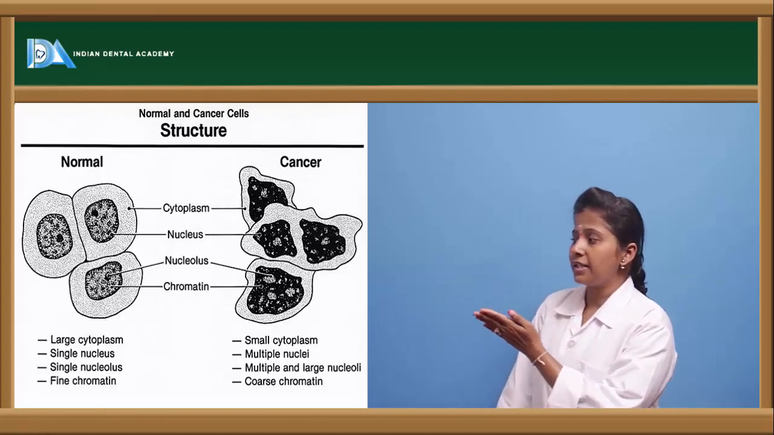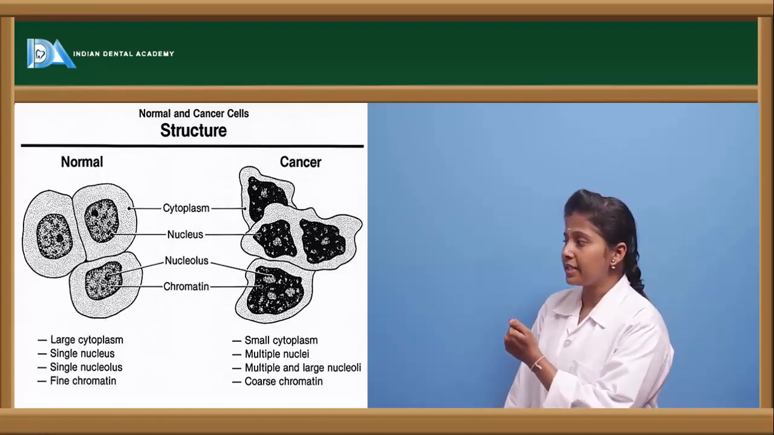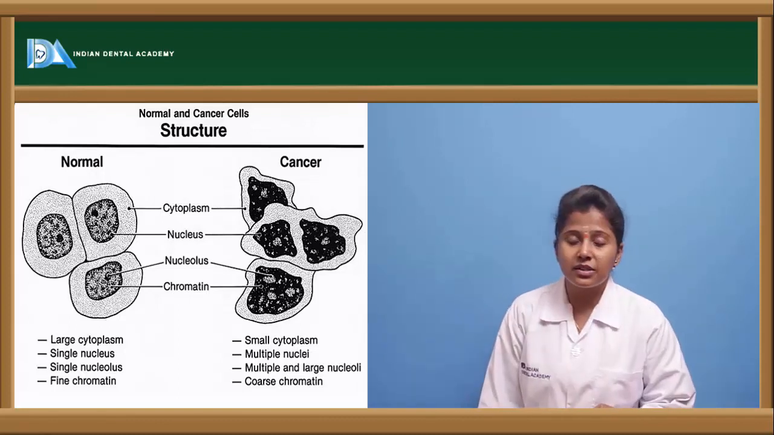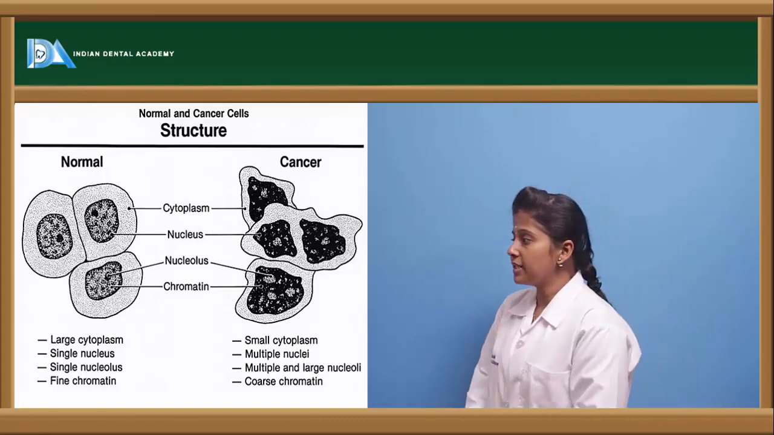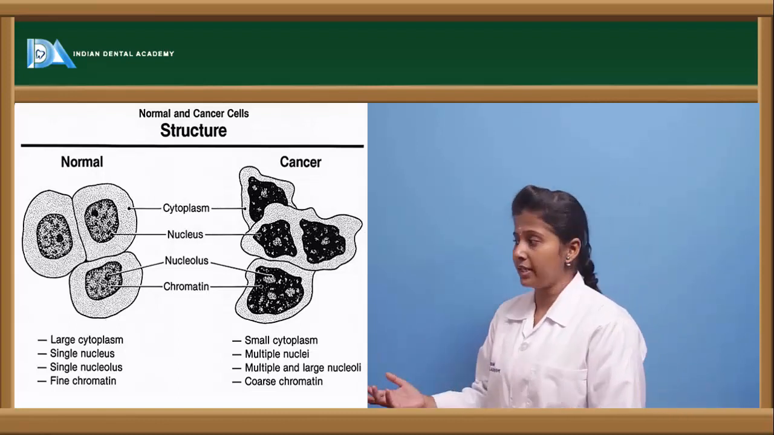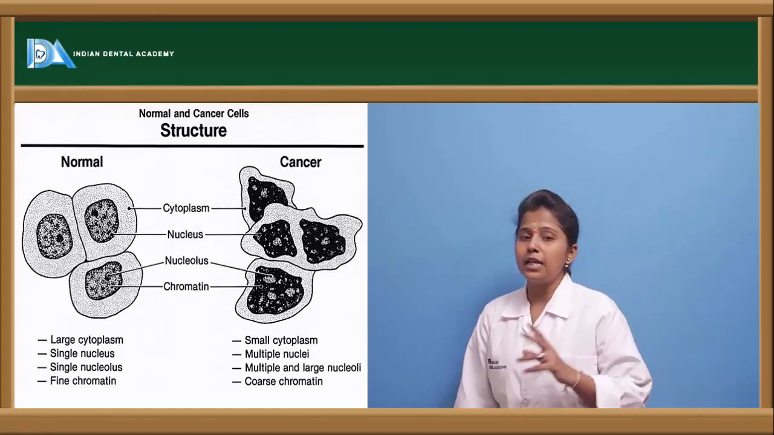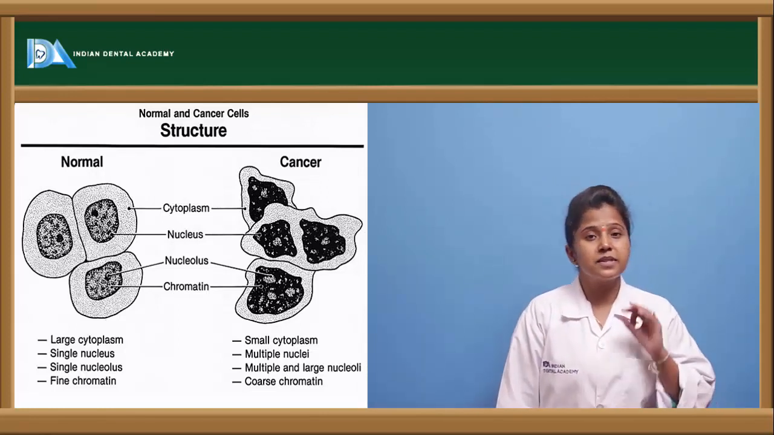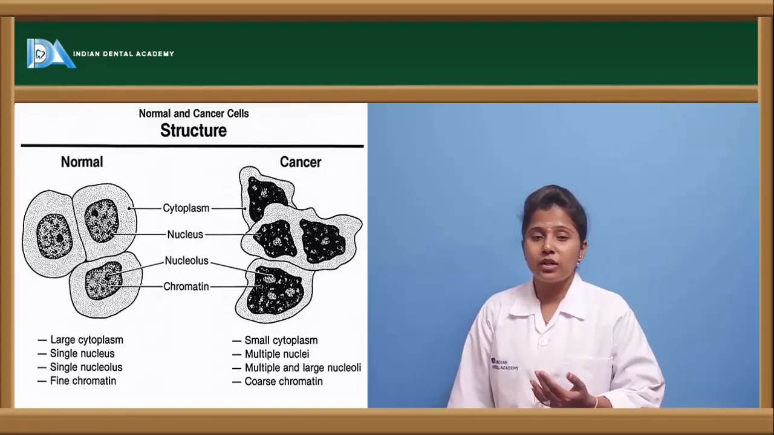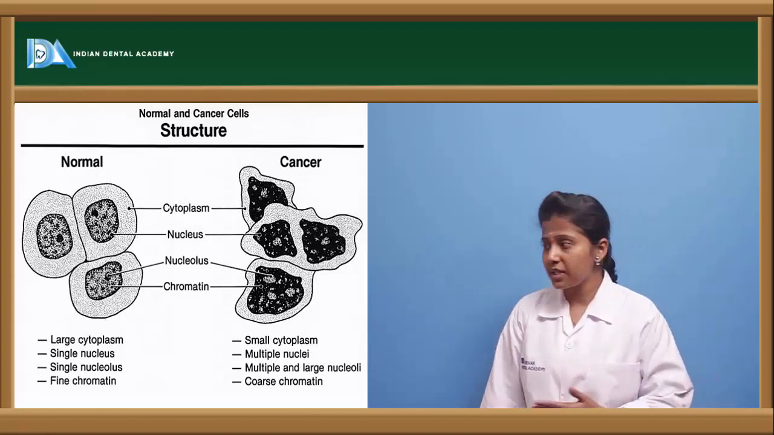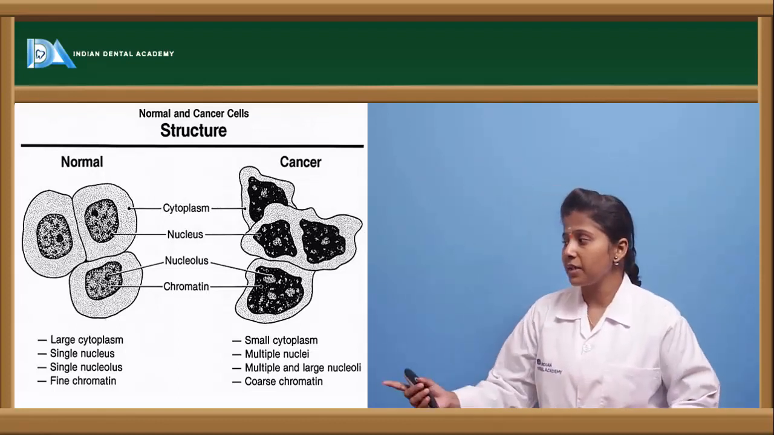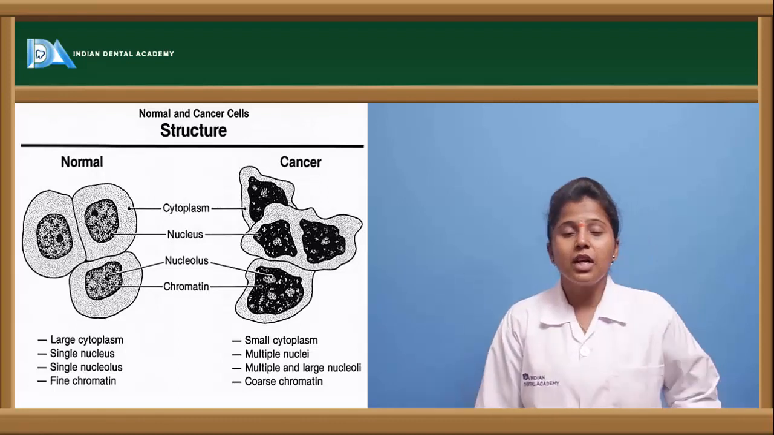Normal cells have large cytoplasm and cancer cells have very little cytoplasm. In normal cells there is only a single nucleus, but in the cancer cells we can see more nuclei. They are multinucleated cells. Even the nucleolus present in the nucleus is single in normal cells, but in the cancer cells multiple nucleoli are present. And if we see the chromatin fibers, normal cells have fine chromatin fibers, and here the chromatin fibers are coarse.